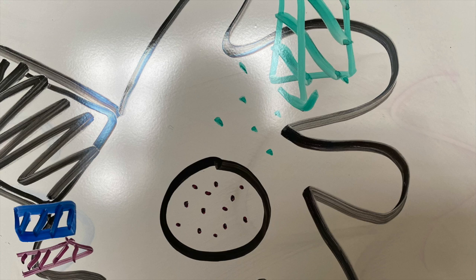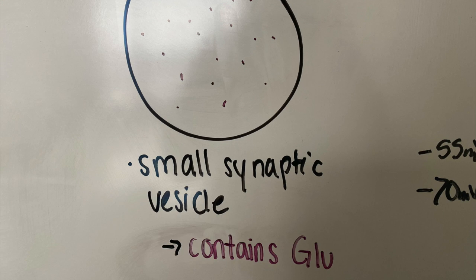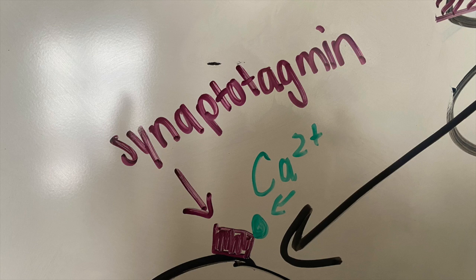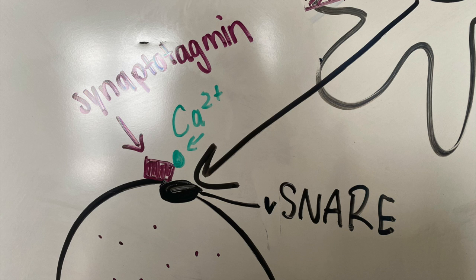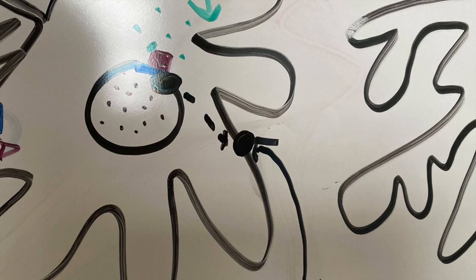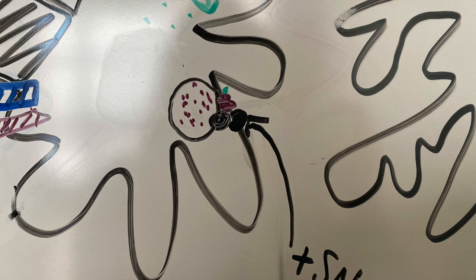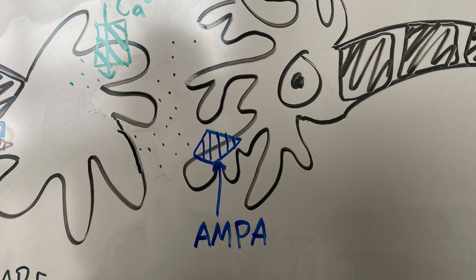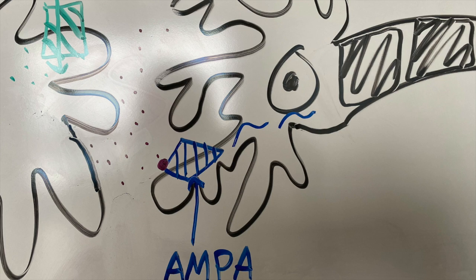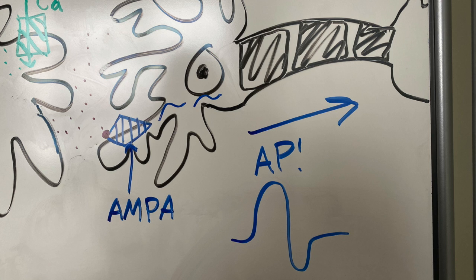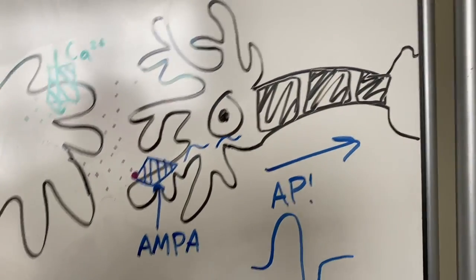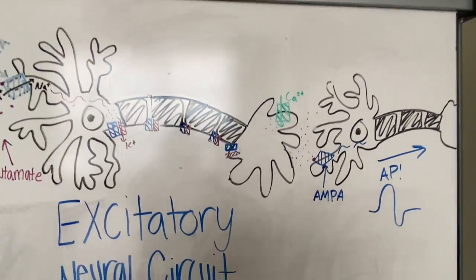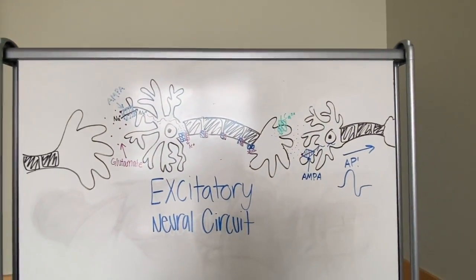This is a small synaptic vesicle containing glutamate. Calcium binds to synaptotagmin, a protein that is part of the v-SNARE complex. v-SNARE will communicate with t-SNARE to fuse the vesicle with the membrane and release glutamate into the synapse. The glutamate can then bind to an AMPA receptor on the postsynaptic neuron and repeat the same process. So this is our basic excitatory neural circuit.